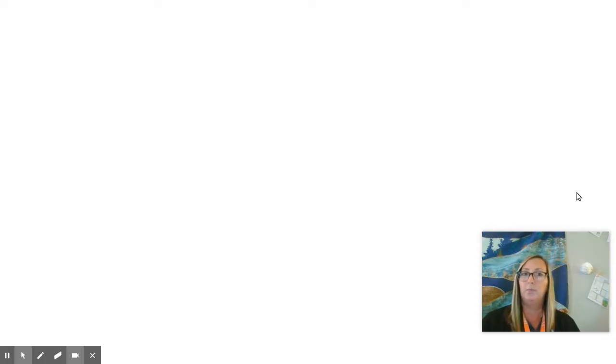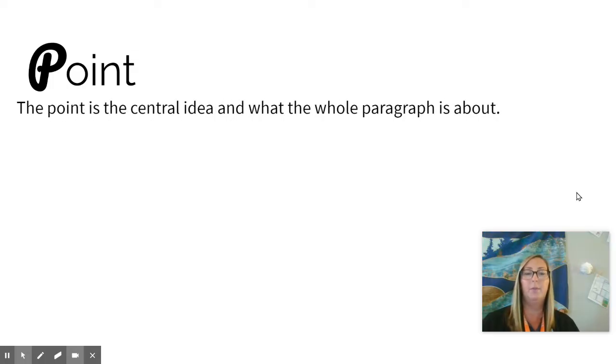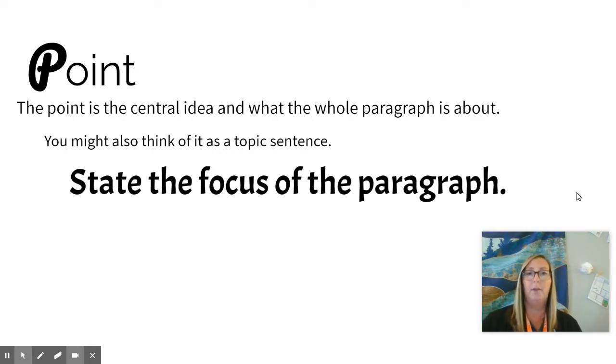First of all, let's look at the components. The point is basically what the whole paragraph is about. It's the central idea. You might have also heard of it as the topic sentence. It states the focus of your paragraph. What is this paragraph about? What can I expect to be reading here? So I gave you some examples here at the bottom.